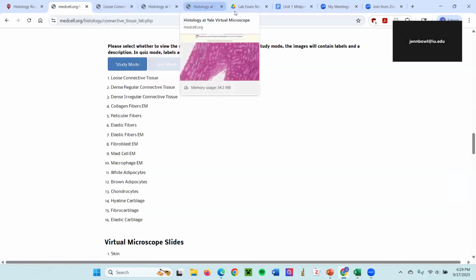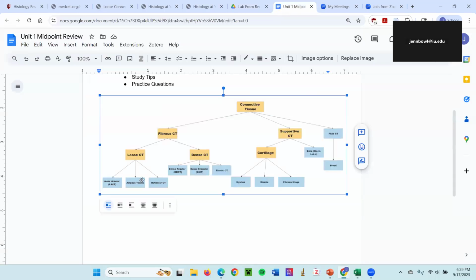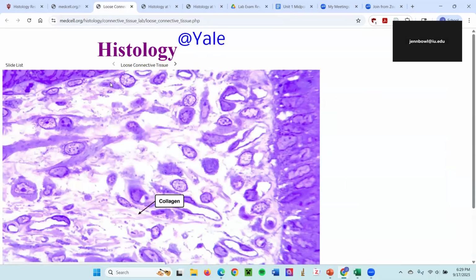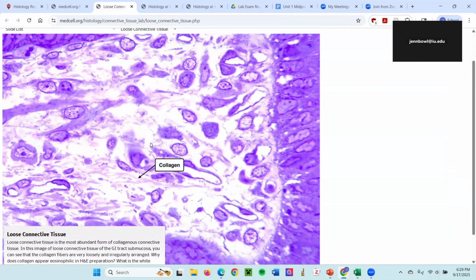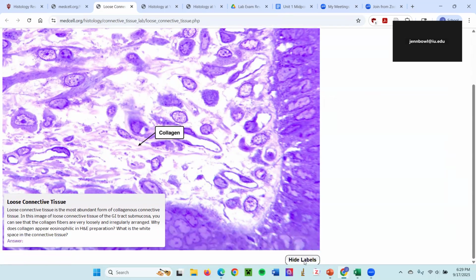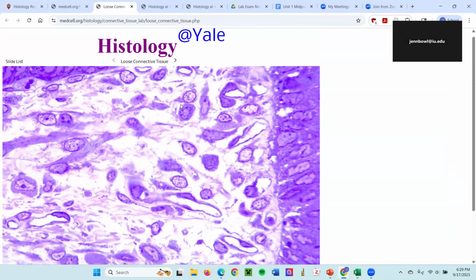So we'll start with our loose connective tissue and then I'll move on to dense connective tissue. Okay. So this again looks a little different than what we saw in class, but I just bring this up because you may see different stain colors. So your tissue may look more purple versus more pink on a slide. But in this case, we're dealing with a loose connective tissue.